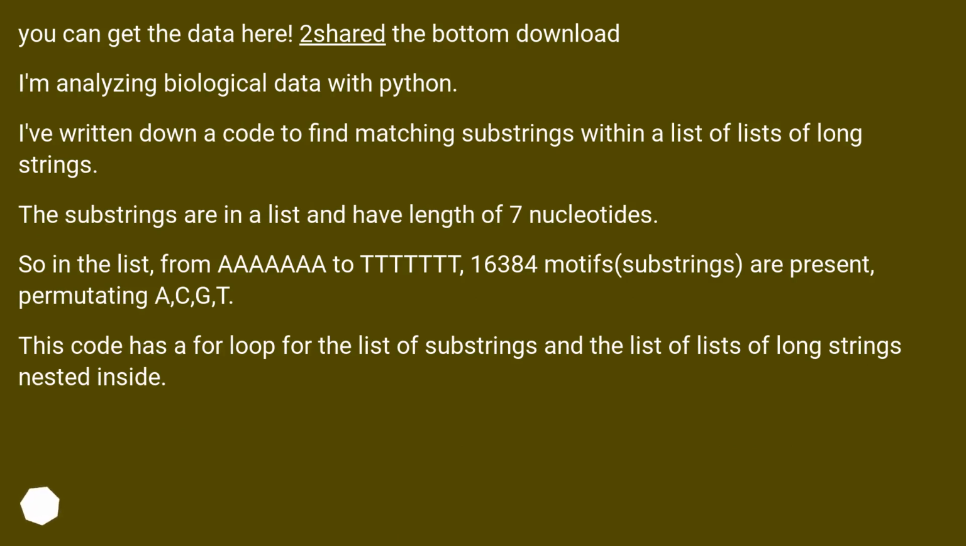I'm analyzing biological data with Python. I've written code to find matching substrings within a list of lists of long strings. The substrings are in a list and have a length of 7 nucleotides. So in the list, from AAAAAAA to TTTTTTT, 16,384 motif substrings are present, permutating A, C, G, T. This code has a for loop for the list of substrings, with the list of lists of long strings nested inside.